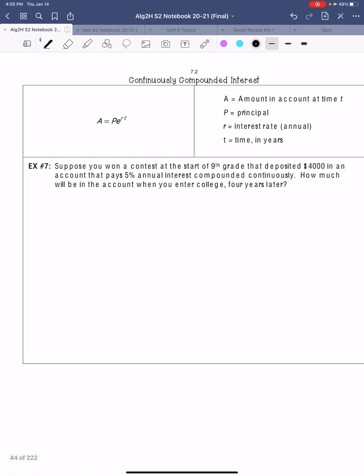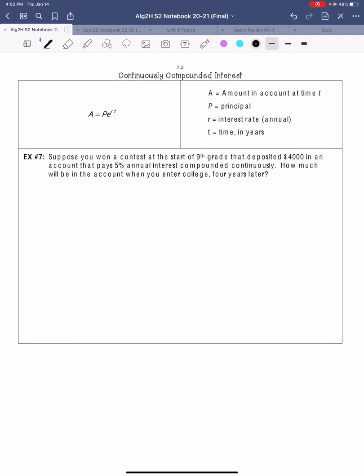All right, last one, finally. This is when we're finally doing that PERT, our continuous compounded interest. Again, A represents the amount in the account after a certain amount of time. P is our principal, so how much did we start with? R is the annual interest rate, and T is time in years. So make sure that we're in years. Suppose that you won a contest at the start of 9th grade that deposited $4,000 in an account that pays 5% annual interest compounded continuously. How much will be in the account when you enter college 4 years later?